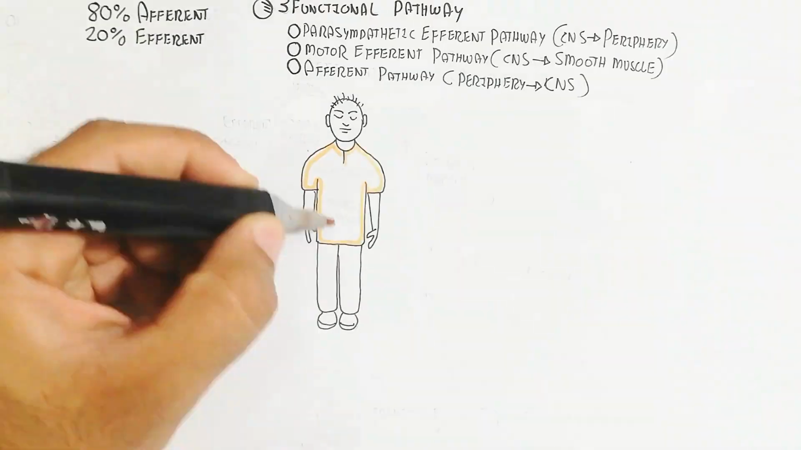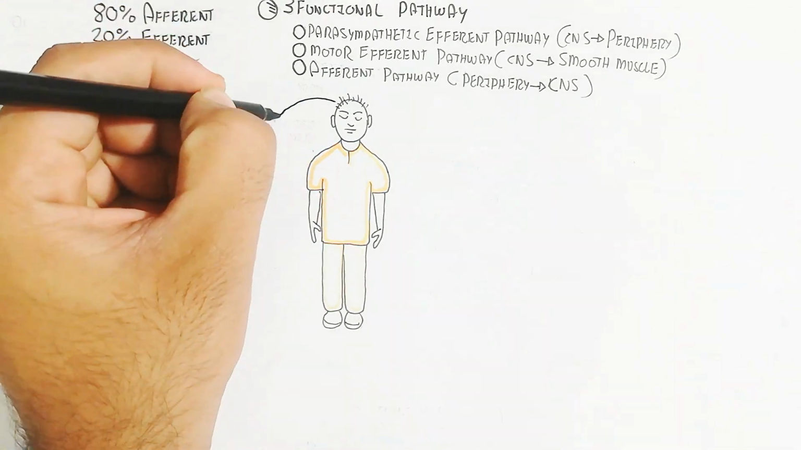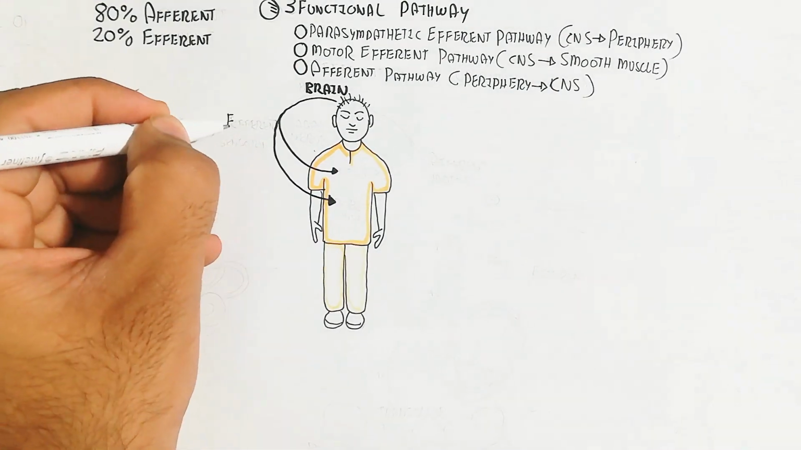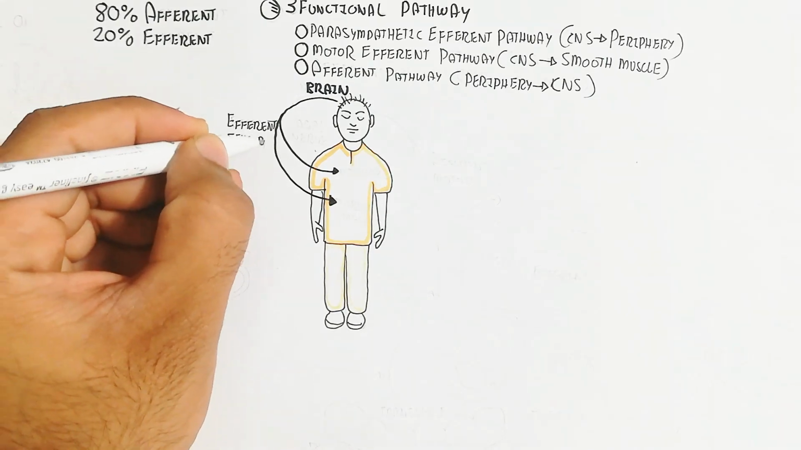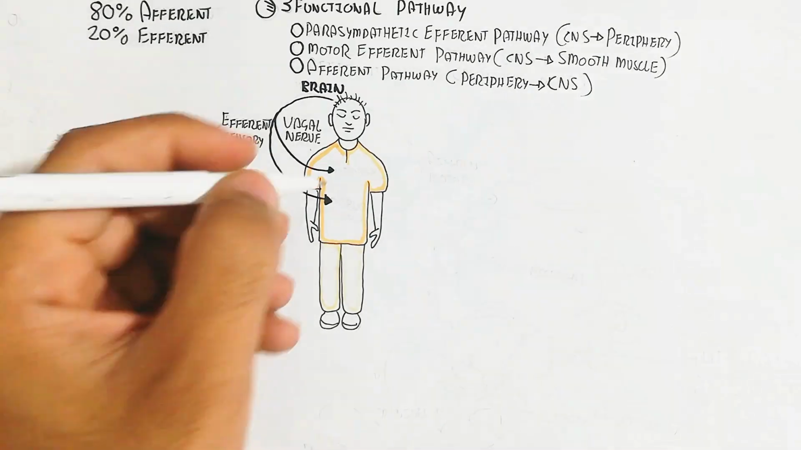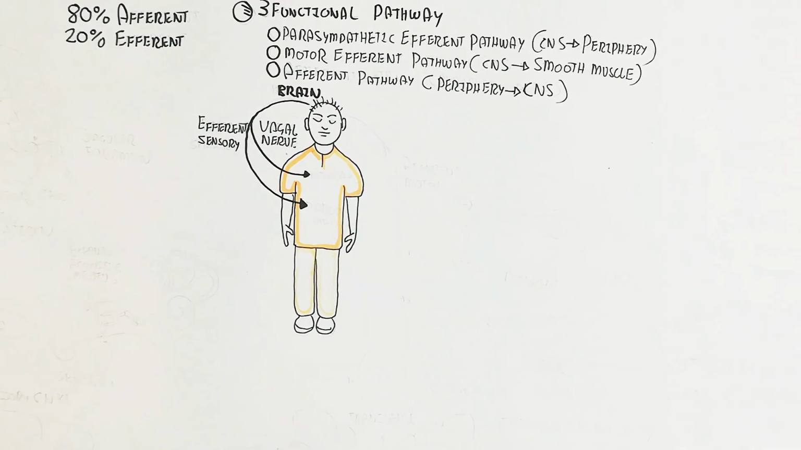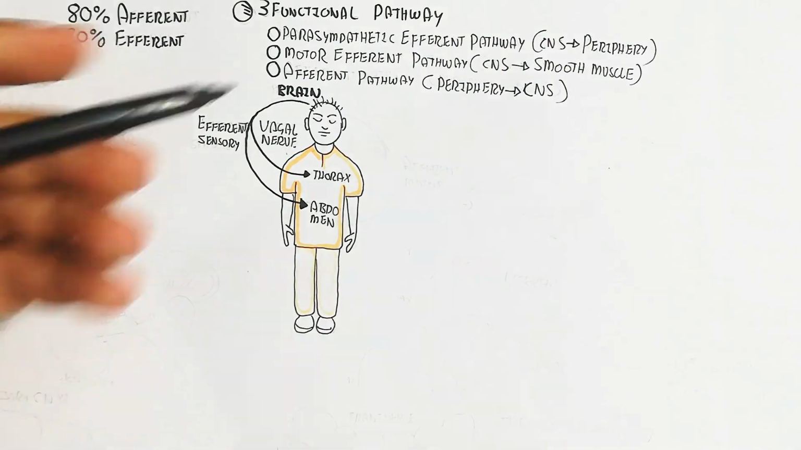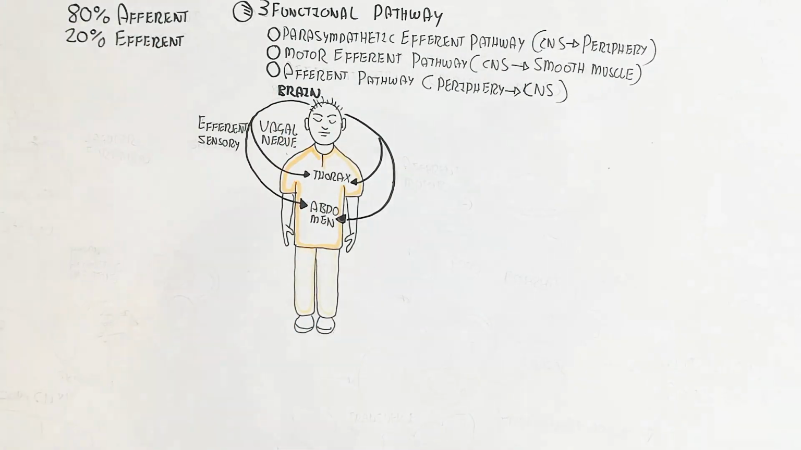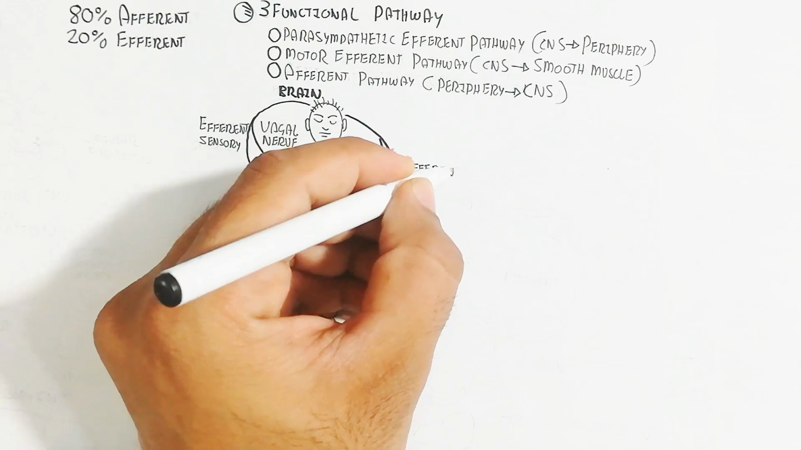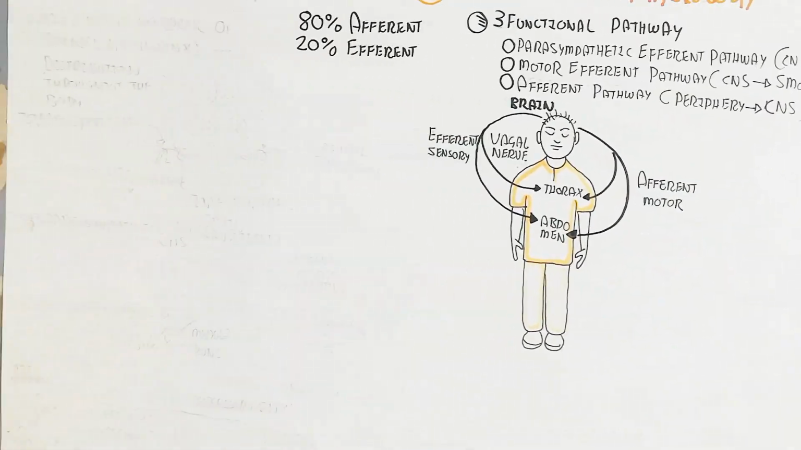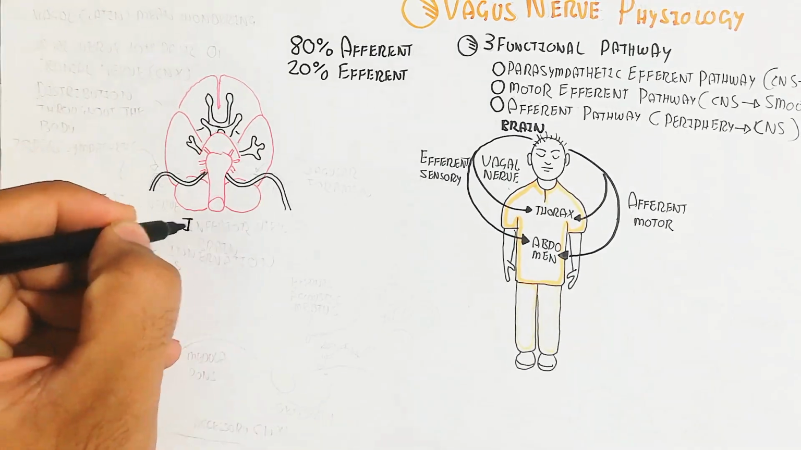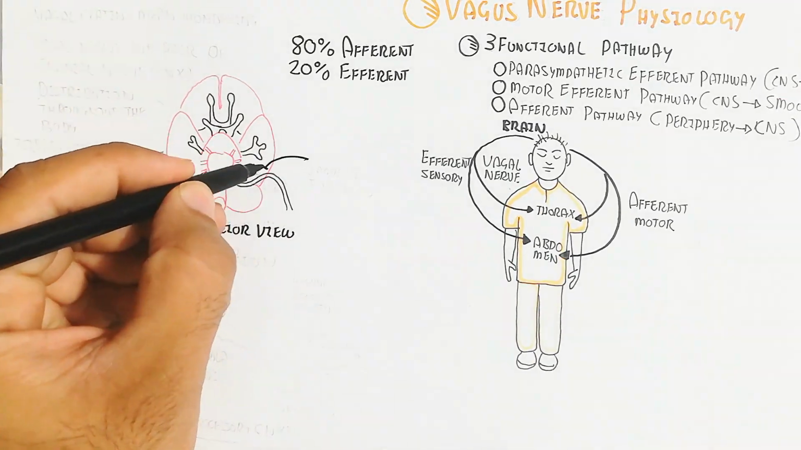80% is afferent while 20% is efferent. The sensory nerves are basically the vagal nerve from the thoracic region and abdominal region, and the vagal nerve has a lot of branches. The afferent motor nerve is also targeted. The afferent pathway is the periphery to the central nervous system.